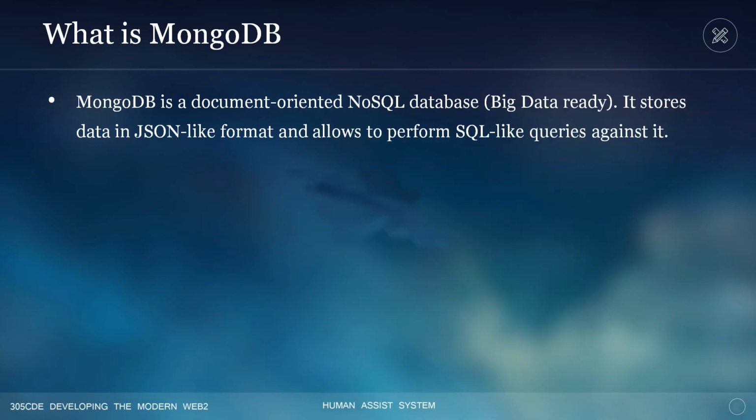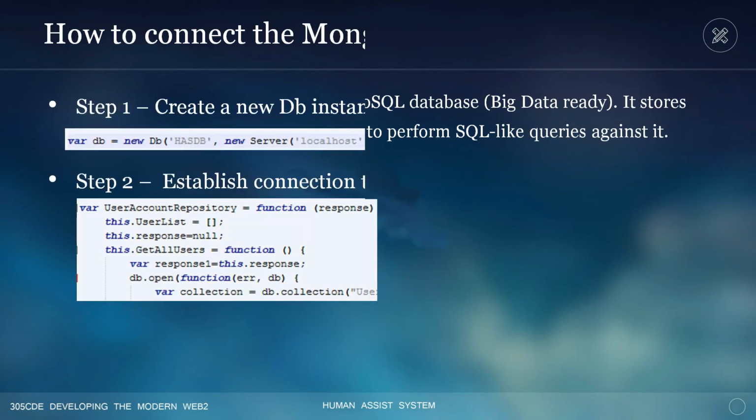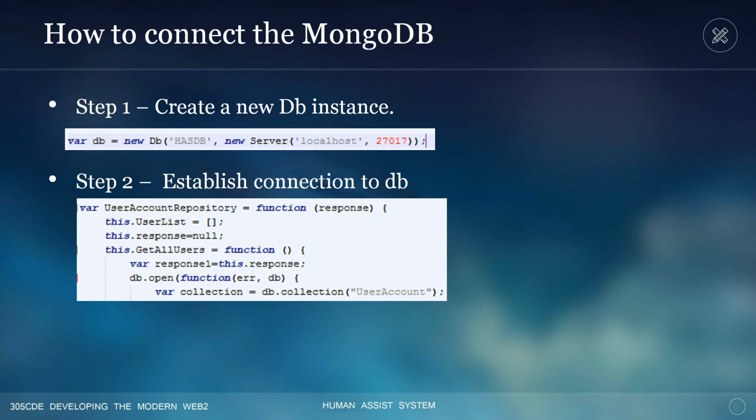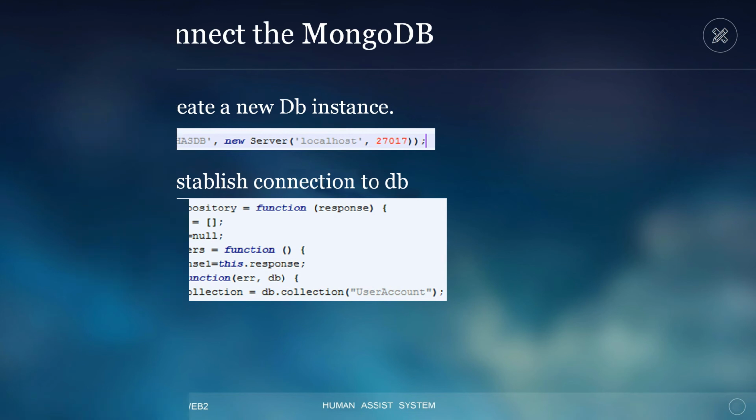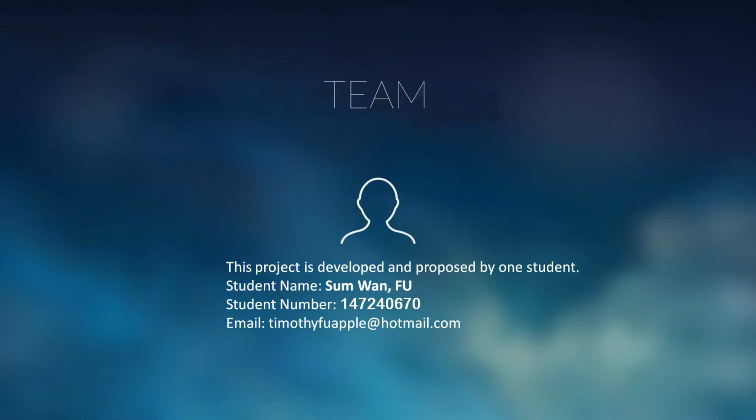MongoDB is a document-oriented NoSQL DB. It stores data in JSON-like format and allows you to perform SQL-like queries against it. Step 1. Create a new DB instance. Step 2. Establish connection to the DB. This process was developed and posted by one student.